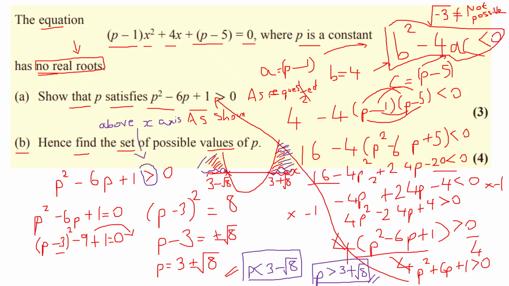If you did simplify the root 8, then I can write it as p is less than 3 minus 2 root 2, and p is greater than 3 plus 2 root 2. That is our final answer.